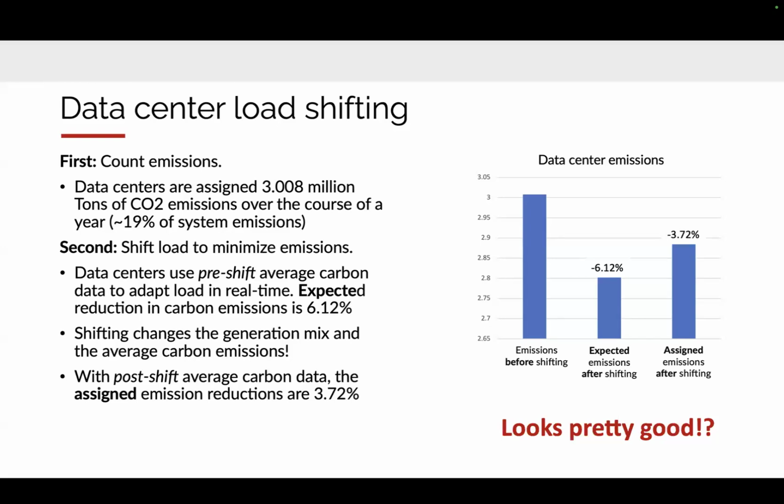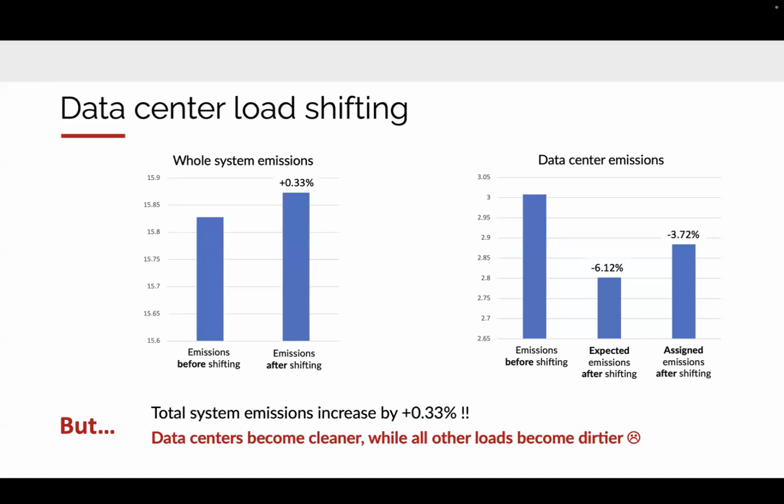So we could say, okay, does this look pretty good? The one thing I haven't told you anything about here yet is what happens with the overall system emissions. And so that comes next. The unfortunate fact here is that if I compare the total system emissions before shifting and after shifting, it turns out that shifting by the data center, although it reduced the assigned emissions to the data center, actually ended up increasing total system emissions by 0.3%. And so essentially what is happening here is that data centers become cleaner while all the other loads in the system become dirtier.